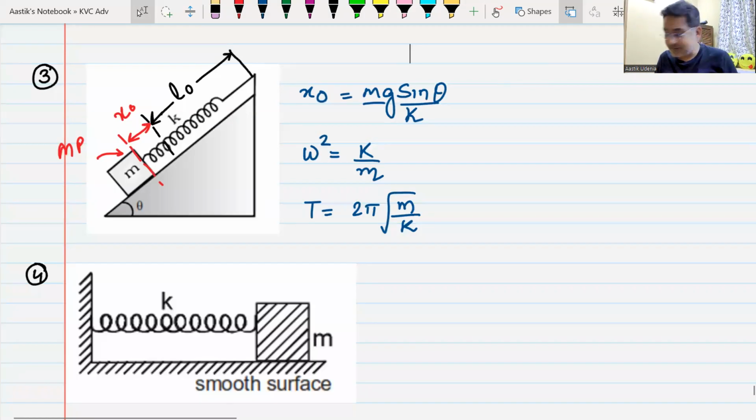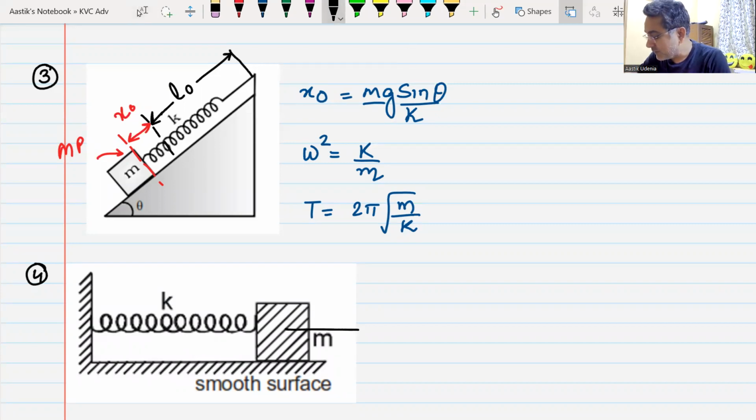Now I have a block kept like this. Remember, this case could have been done in various ways, but what I have done is I've applied a constant force F on this block. The question is, will this block execute SHM? If yes, then you have to tell me the time period, and you also need to tell me the value of x naught in its mean position. Will it be extended? Will it be compressed? Or will it be in the natural state?